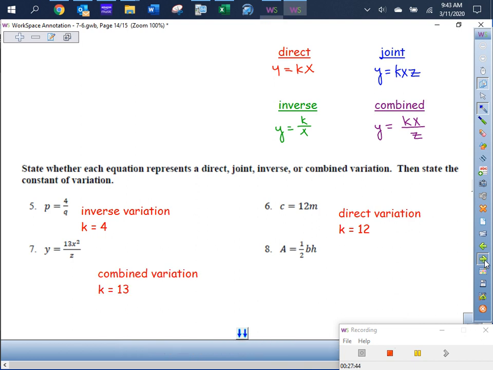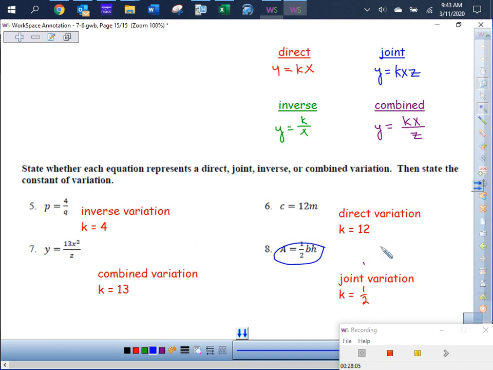So that was direct with a k value of 12, combined with a k value of 13, and joint with a k value of 1/2. Anybody know what this is right here, just out of curiosity? Area equals area of a triangle. That's a joint variation. The area of a triangle varies jointly as 1/2 of the base and the height multiplied together. That's where all of our formulas come from. They are some sort of variation.